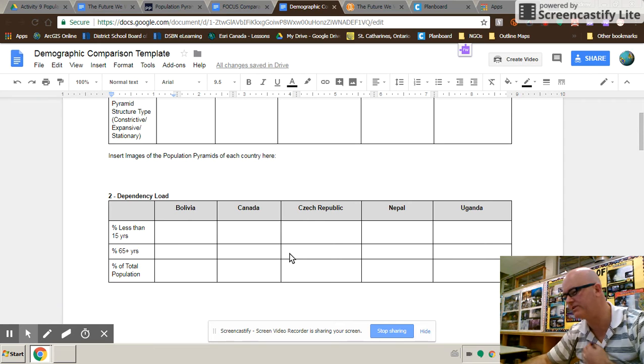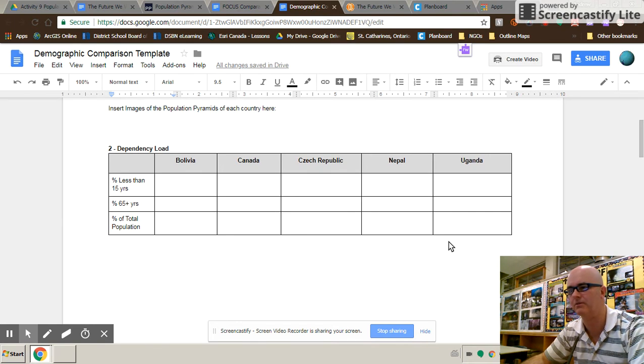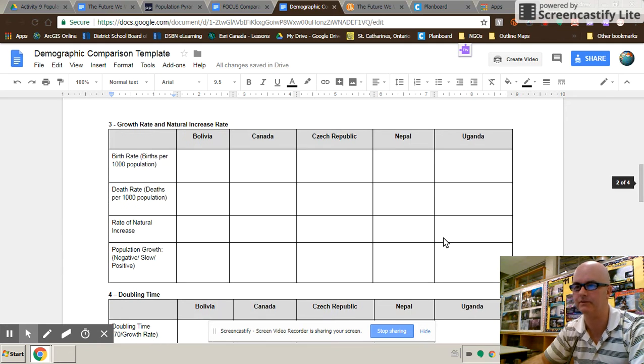Remember, the greater the dependency load, that means those people aren't working and depend upon everyone else. So if you have a lot of people in your dependency load, then your society is going to have to pay a lot of taxes to cover all the needs of those people who are not working. Whereas if you have a very low dependency load, that means that most people are working, and therefore, you probably don't have to have as many taxes because everybody's providing for themselves.